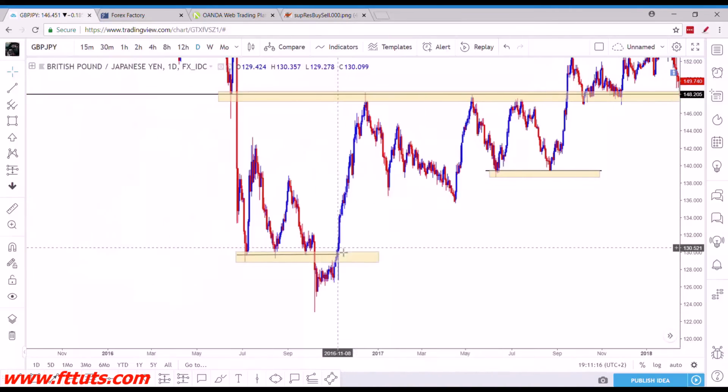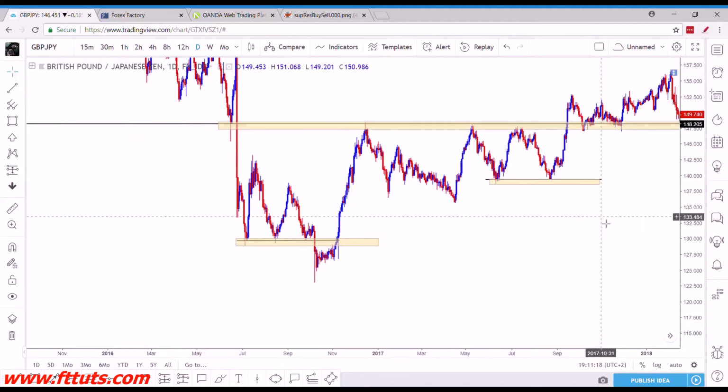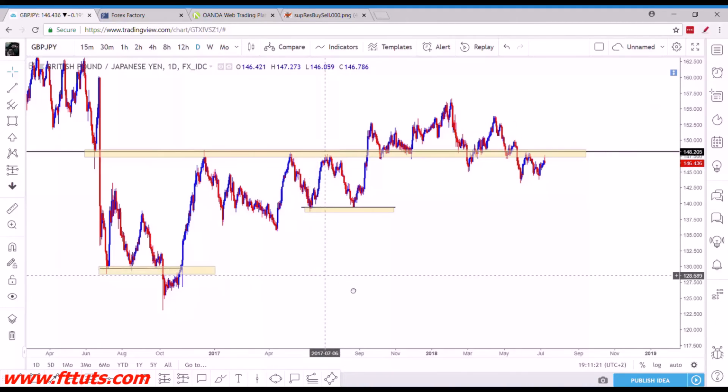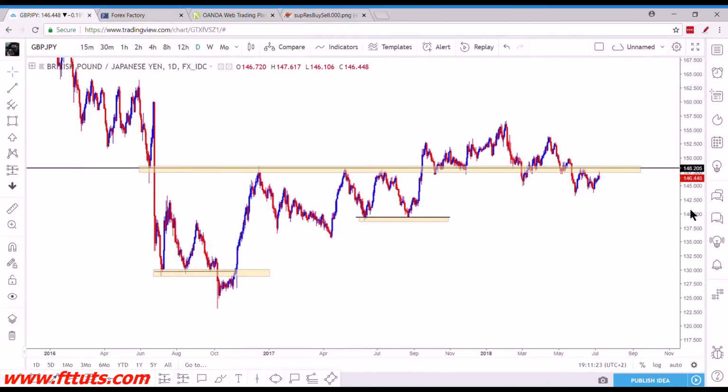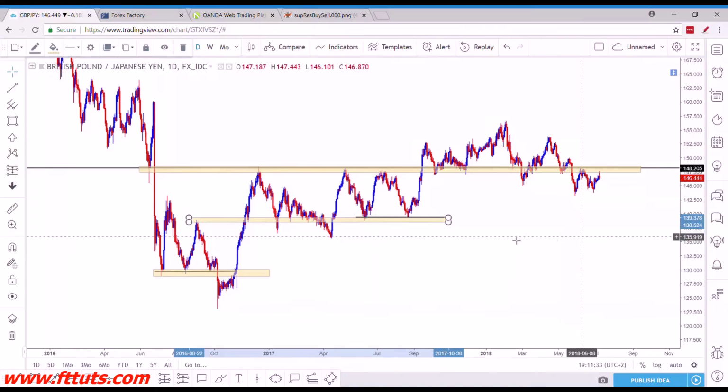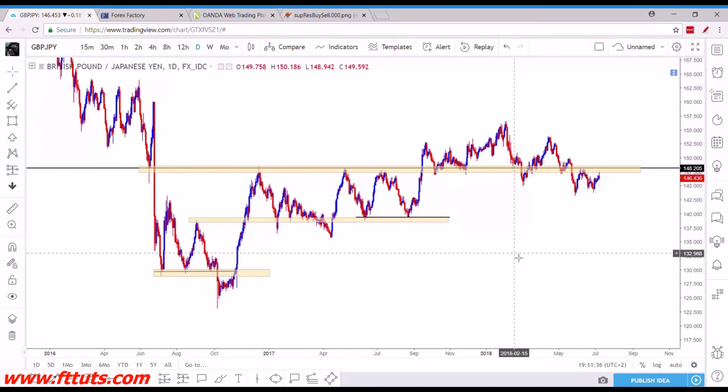So I hope you understand the whole thing about support and resistance. Mainly, the two things to understand are to use zones instead of lines, which will help you a lot, and that the more touches a resistance or support has, the more value and the more power it has.